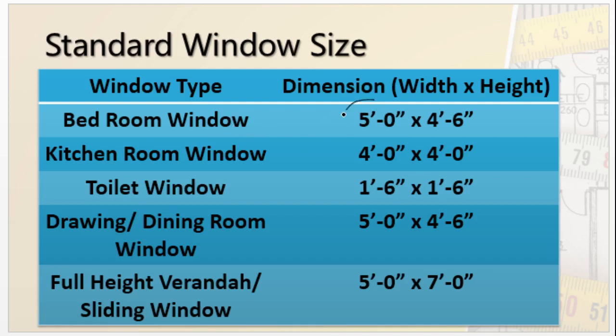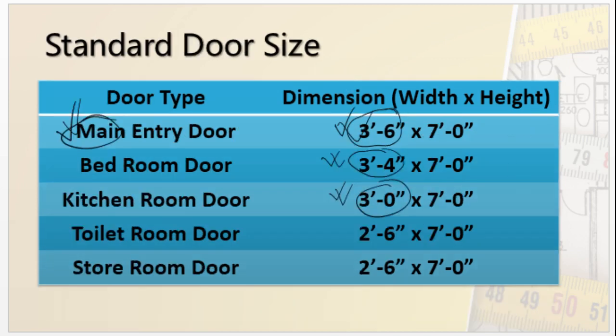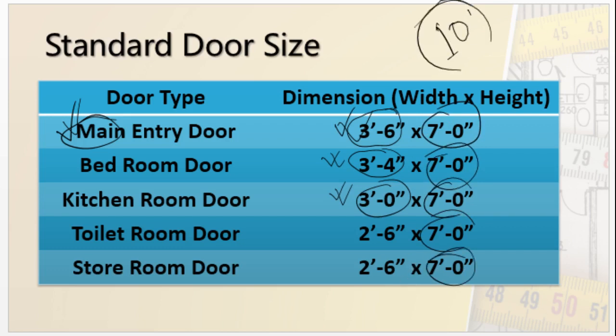Bedroom window will be 5 feet by 4 feet 6 inch. One thing, if you have noticed, all doors have been taken as 7 feet height. This is the standard height of any door we use, and the typical story height is 10 feet in general. So if a typical story height, floor height, is 10 feet, the door height will be 7 feet from the bottom of the floor.